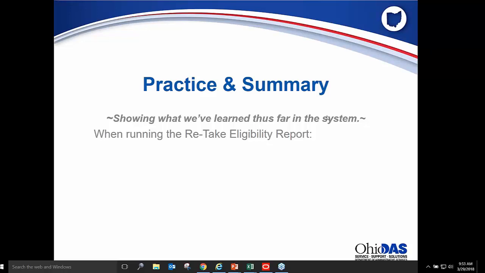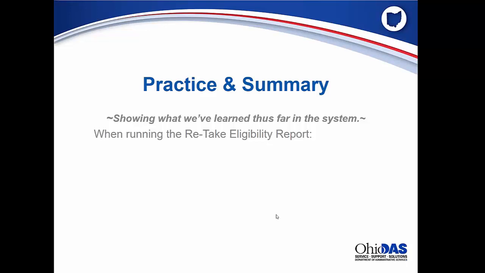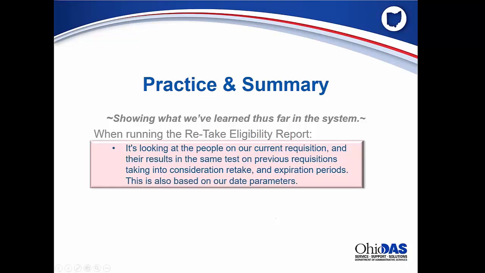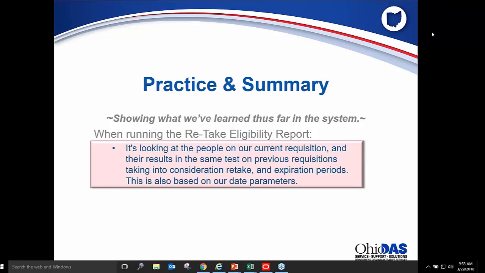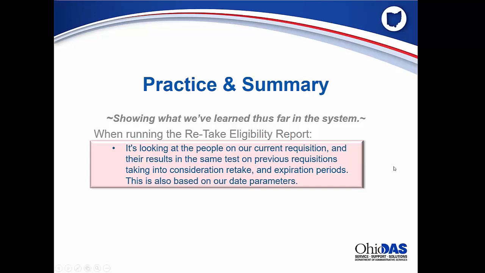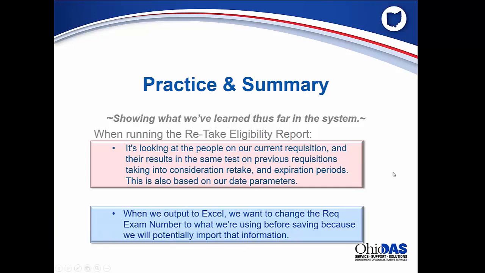Okay, so when running the retake eligibility report, some things to remember are it's looking at people on our current requisition and their results in the same test or examination, I should really say, on previous requisitions, taking into consideration your retake periods and your expiration periods. And it's also based on our date parameters. And when we output to Excel, we want to change that rec exam number to what we're using before saving, because we will potentially import that information later.